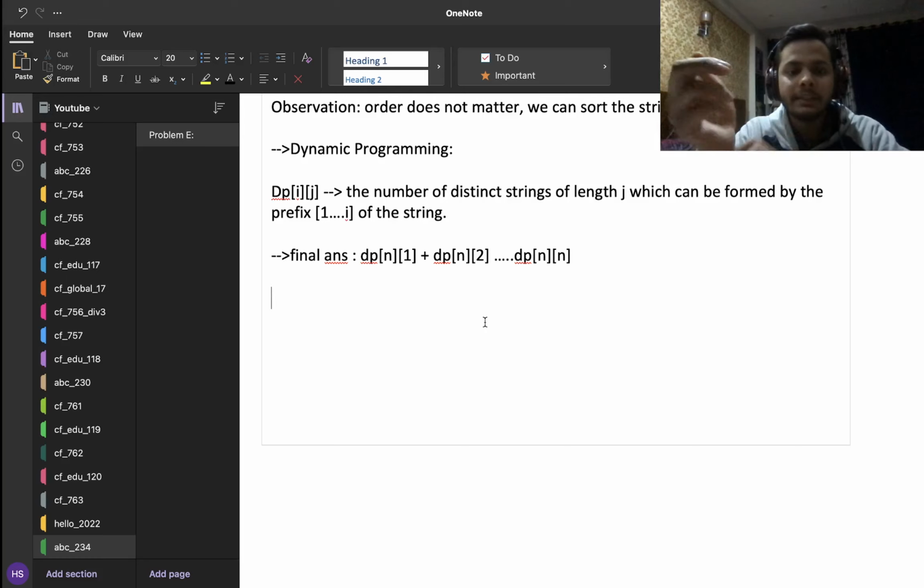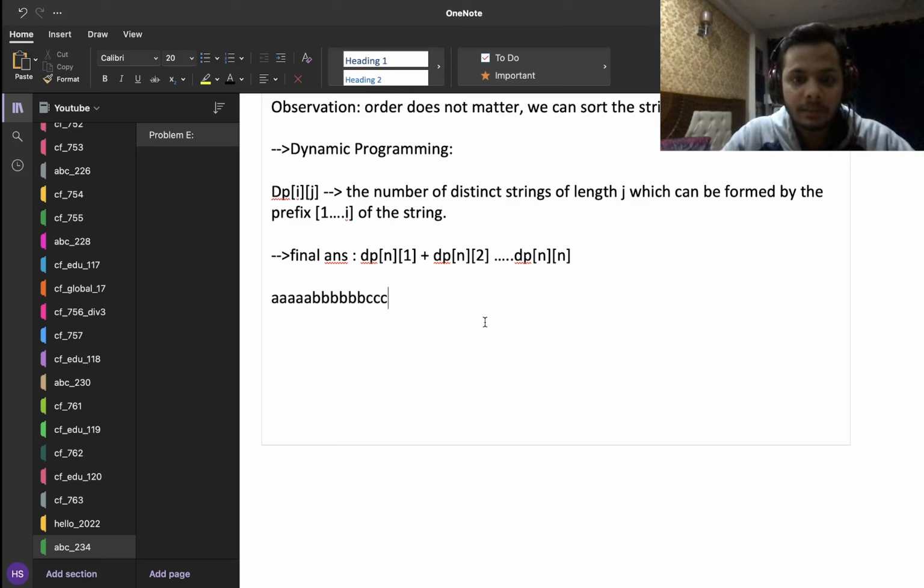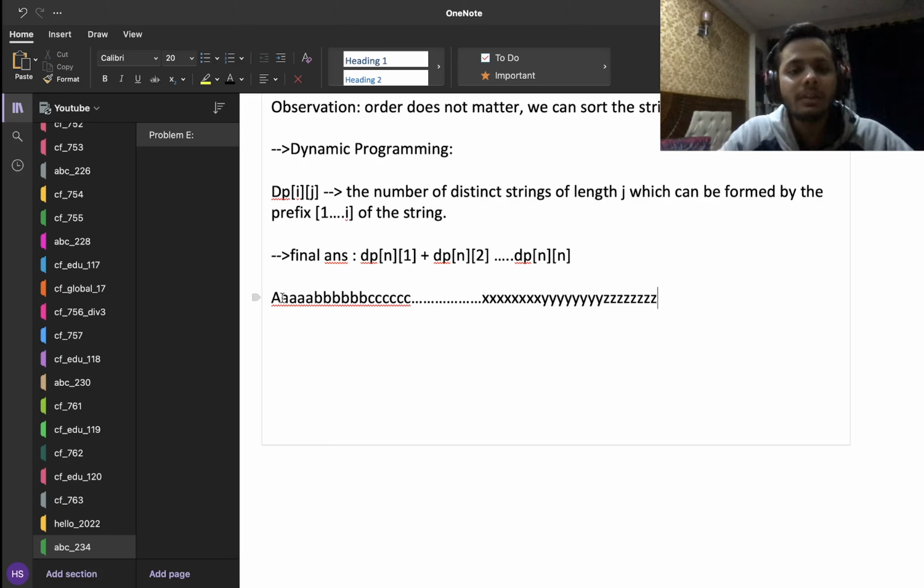So let's see. So we have a string and we have already sorted it. So there will be some A's and some B's, some C's, right? And let's say there are numbers like this, and then there are some X's, then some Y's and some Z's, right? The number of these A's, B's or C's can be 0 as well. So the string will look something like this, right? That's for sure. So this is going to be my string.